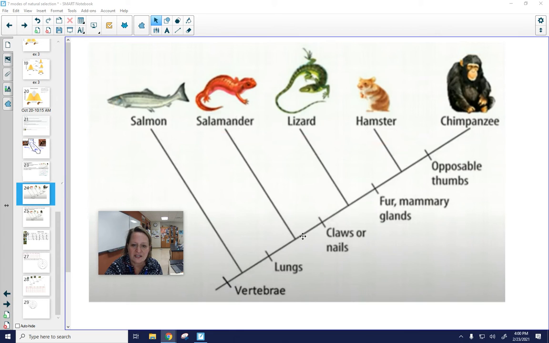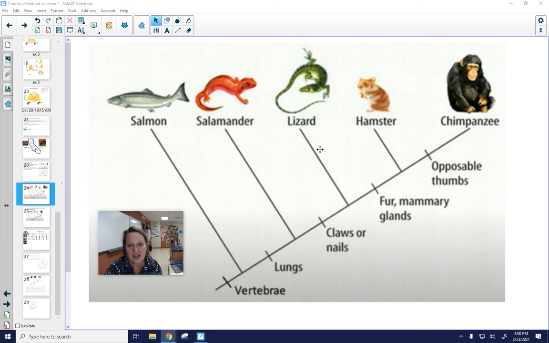Then there was a common ancestor right here that branched off where salamanders went this way and other creatures went that way, and there were some changes, and all of a sudden now we have claws or nails. So what this is saying is that salamanders have little pads on their feet, and lizards have claws or nails. Hamsters have claws, chimpanzees have nails, because they are above that trait.